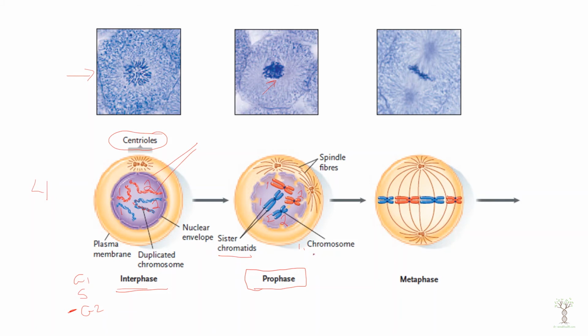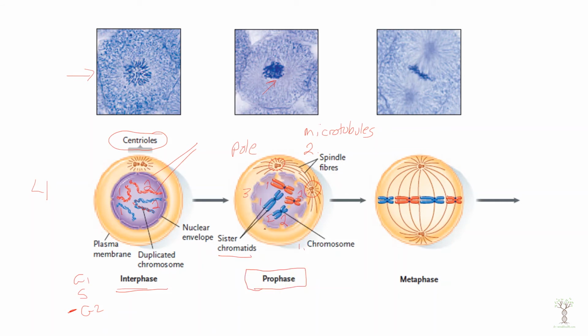The other thing that's going to happen, number 2, the centrioles are going to start moving towards opposite ends of the cell. Sometimes the opposite ends are called poles, like the North Pole and the South Pole. And they will produce spindle fibers. These spindle fibers are made from microtubules. These are very important because they are going to connect with the chromosomes to help move them to opposite ends of the cell.